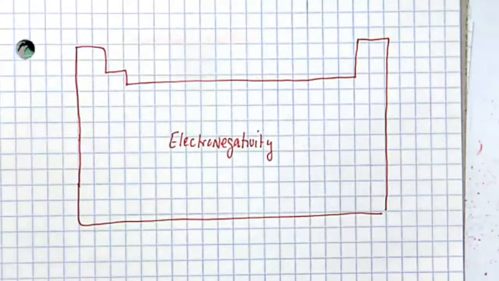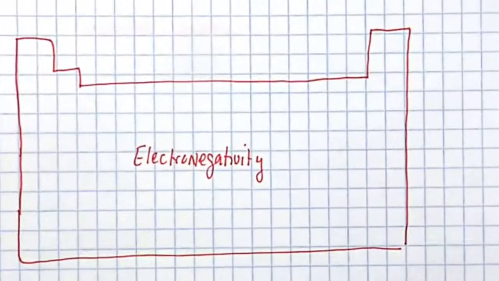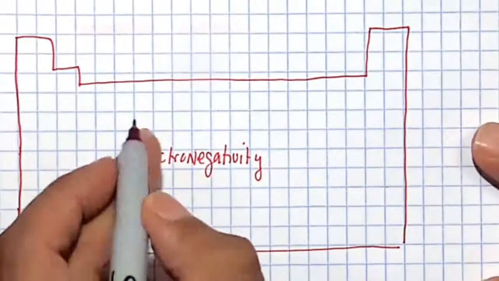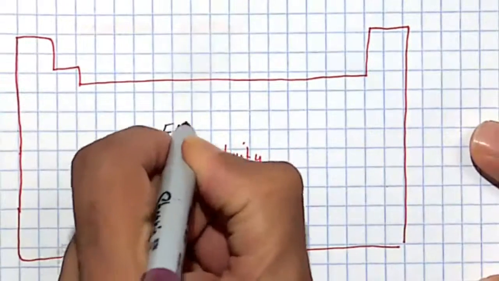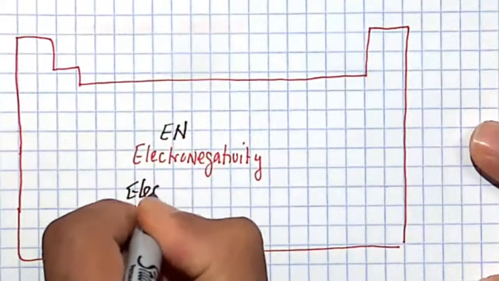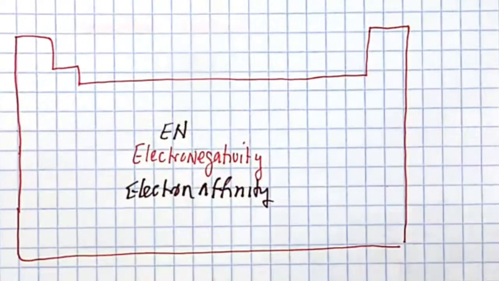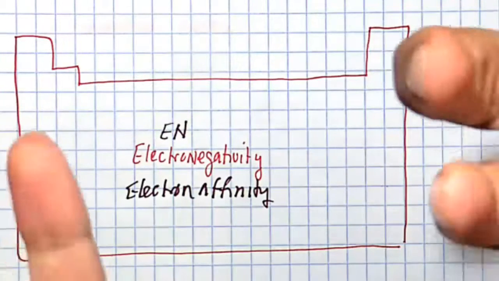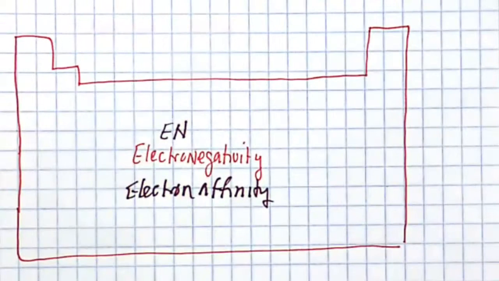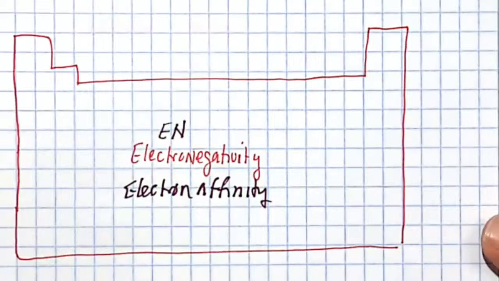An important periodic trend, especially when we talk about Lewis structures later in the course, is electronegativity, EN. Some textbooks also call it electron affinity. We're going to define electronegativity as the ability of an element to attract electrons. Some elements naturally have a tendency to be attracted to electrons, more so than other elements in the periodic table.